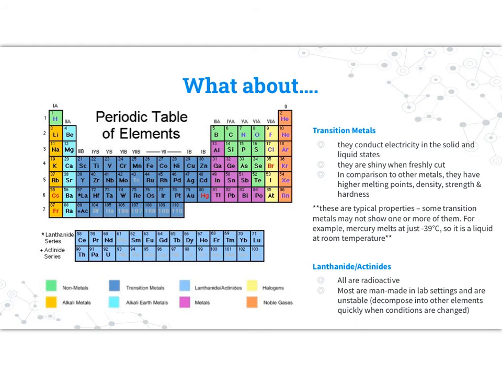So in our periodic table, there's a couple other things. We also start to talk about the transition metals. And the transition metals are these guys in the middle here. Okay. These are our transition metals. They're a little bit different than our regular metals. They conduct electricity. They're shiny. But in comparison, they have higher melting points, density, strength, and hardness than other metals. These are just typical properties.